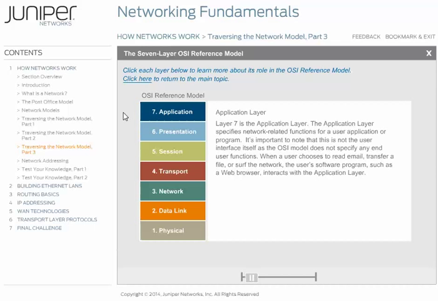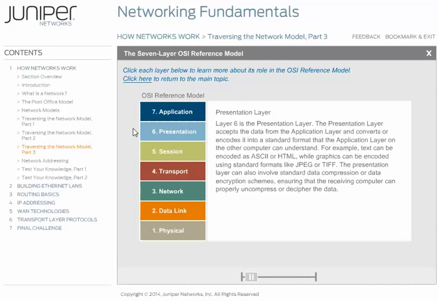Layer 7 is the application layer. The application layer specifies network-related functions for a user application or program. It's important to note that this is not the user interface itself, as the OSI model does not specify any end-user functions. When a user chooses to read an email, transfer a file, or surf the network, the user software program, such as a web browser, interacts with the application layer.